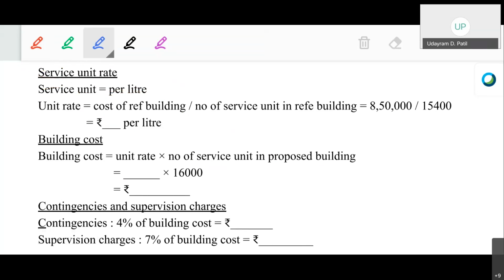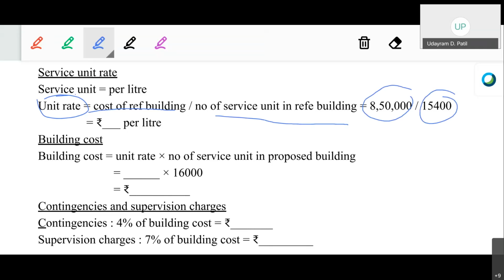So calculating the service unit rate or the unit rate of the particular structure will be the cost of the reference building divided by the number of service units in the reference building. So the cost of the building was 8,50,000 divided by the number of service units, म्हणजे किती लिटरची तुमची कॅपॅसिटी होती, that was 15,400.